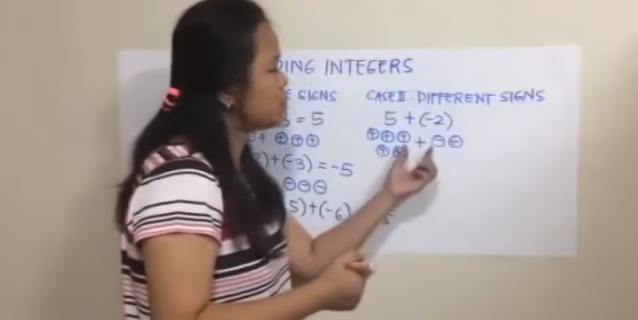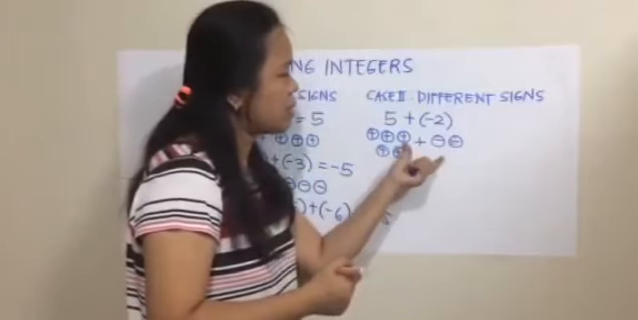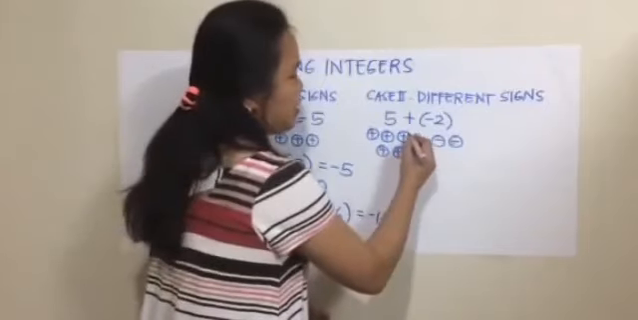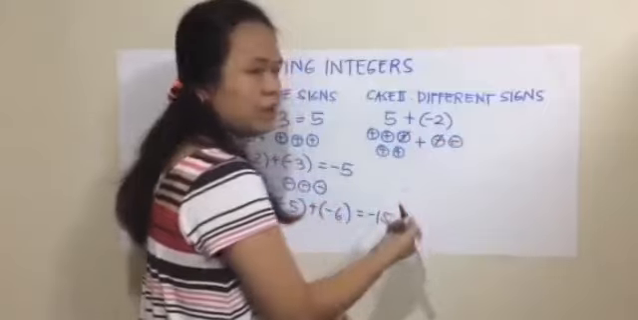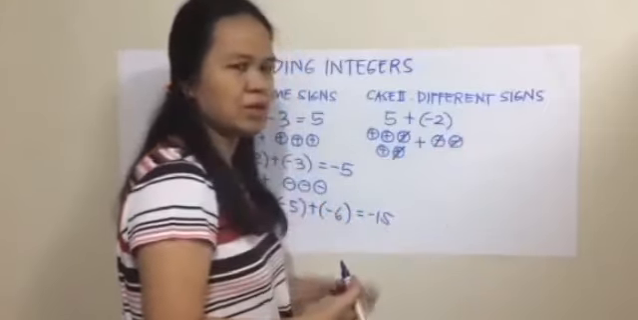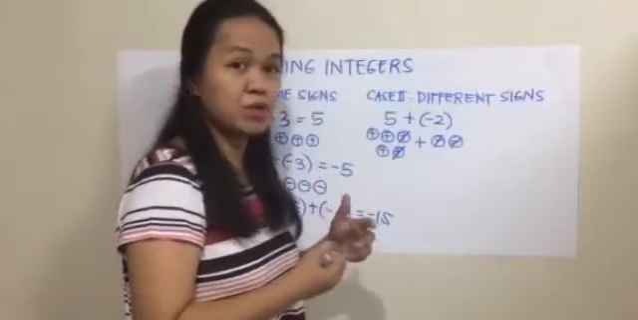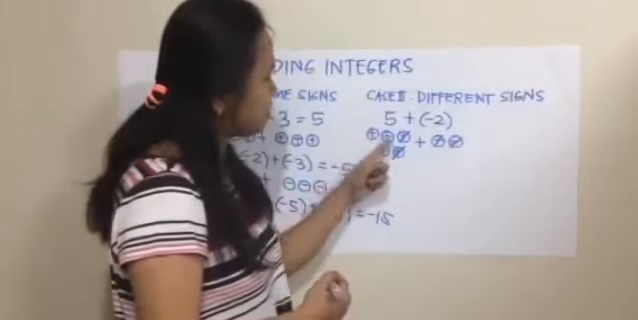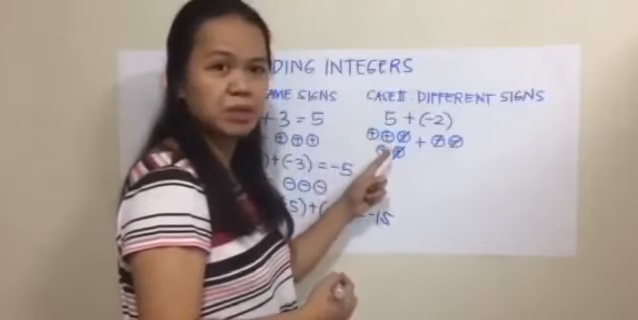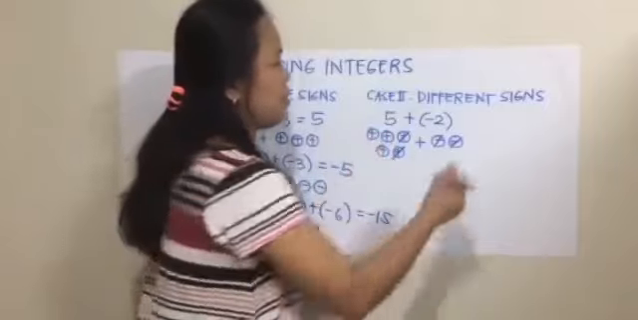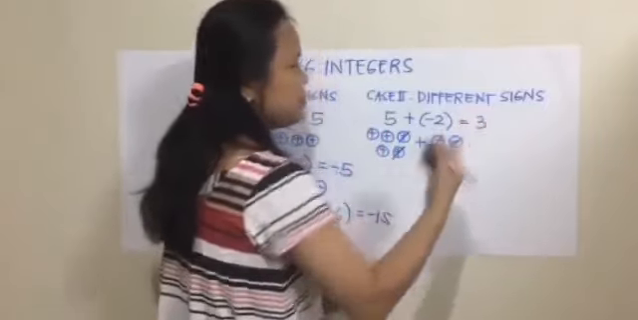So let us pair 1 positive and 1 negative chip. Okay, so 1 positive and 1 negative will give you 0. So this is 0. This one will give you 0. So look at your answer. How many chips do you have? And what are the signs? So count. You have here positive chips. So how many positive chips do you have? Yes, 3. So 1, 2, 3. So your answer here is positive 3.